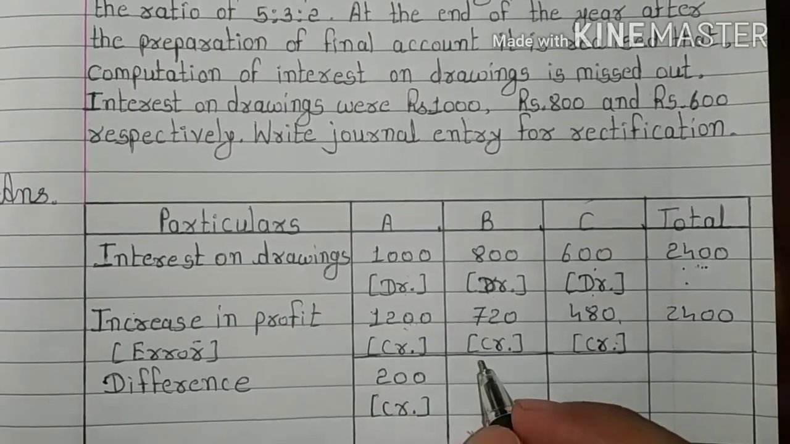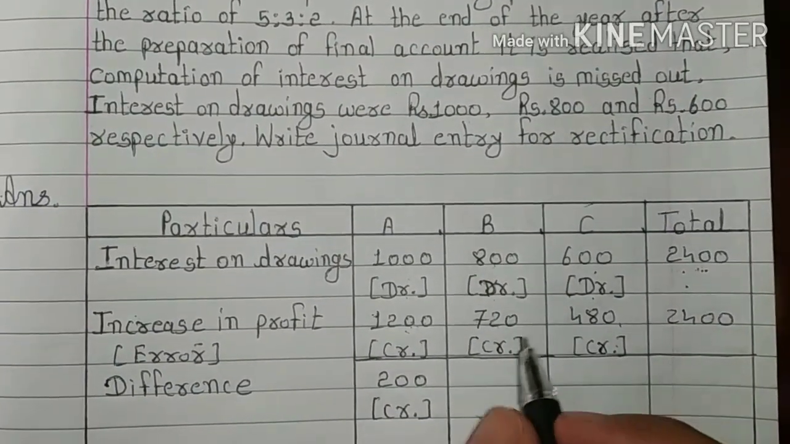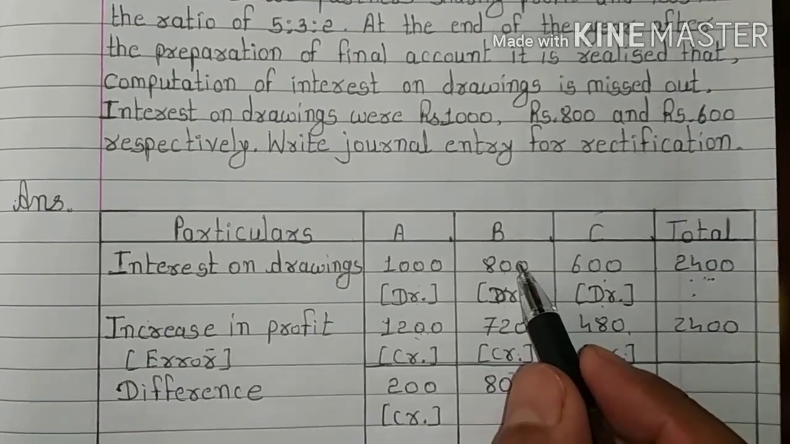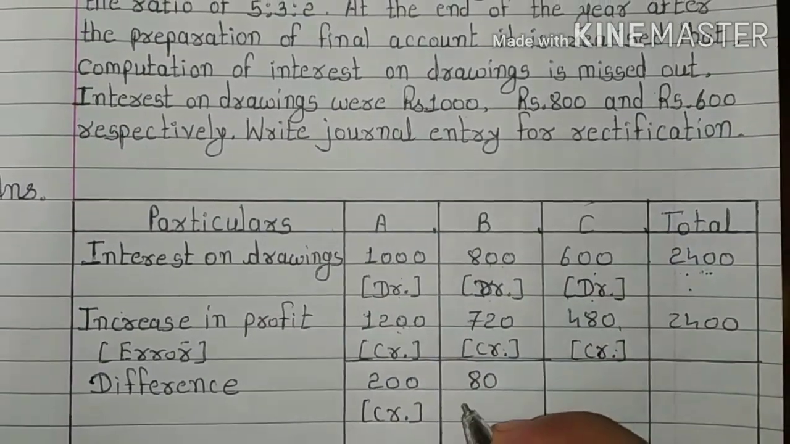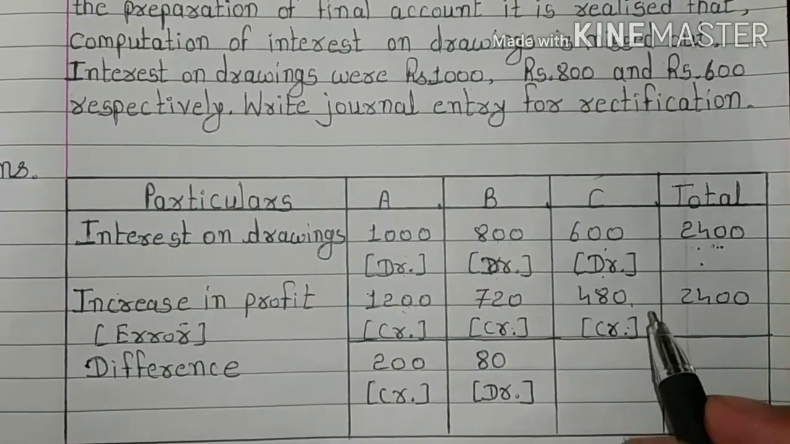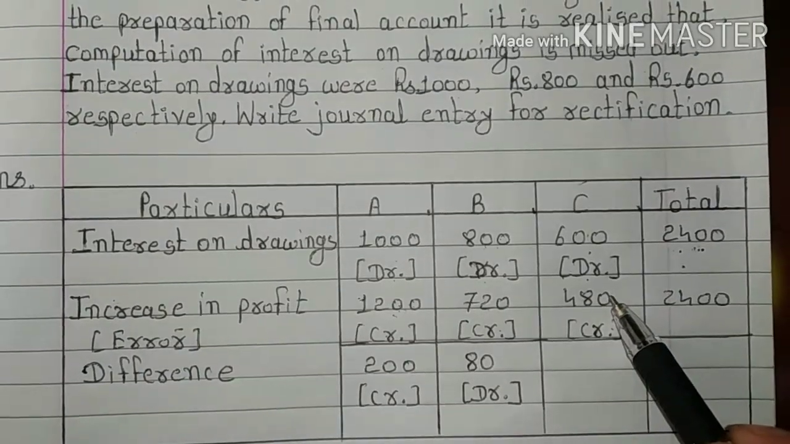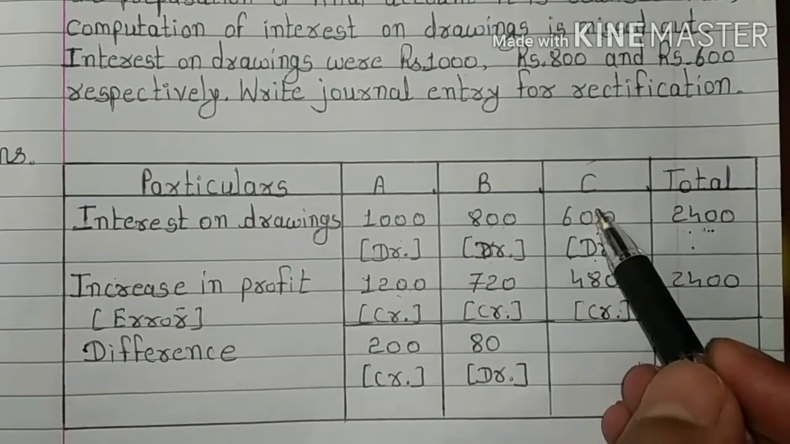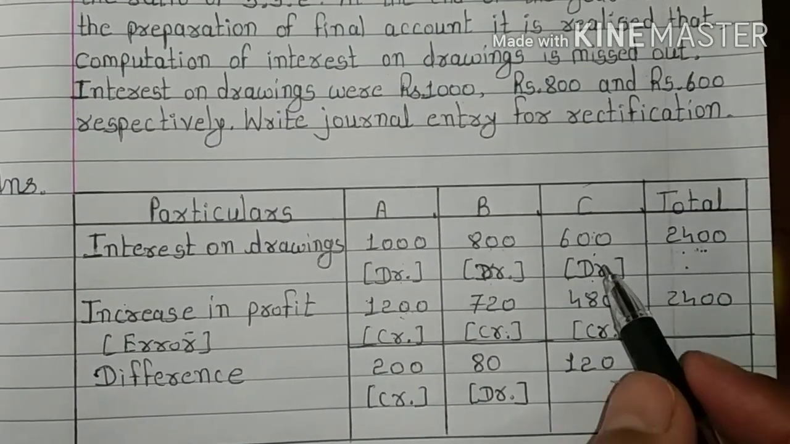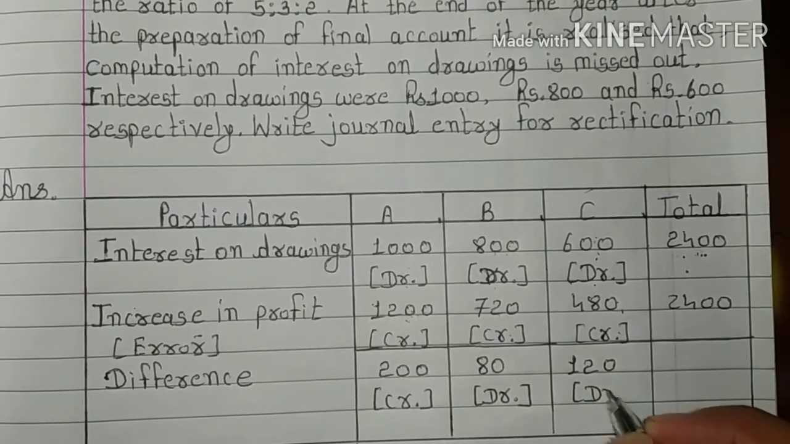Okay, here out of these two amounts 800 is greater. The difference is rupees 80. But out of these two amounts 800 was greater, so we will write debit here. And for partner C 600 and 480 is given where 600 is greater, so let us find out difference here, which is 120. 600 was greater, the sign of 600 was debit, so we will write debit here.